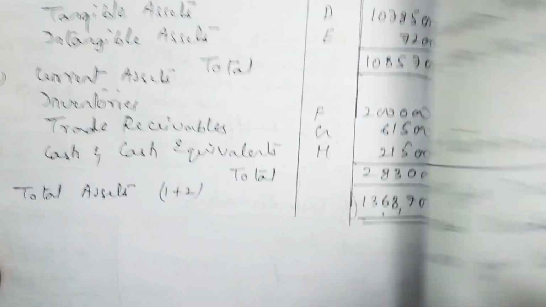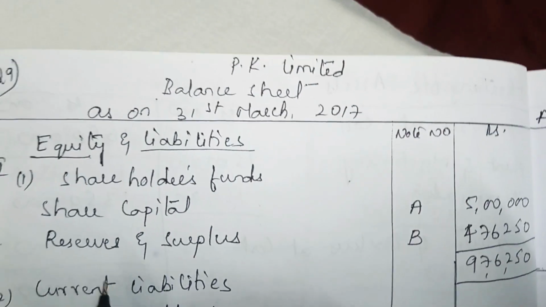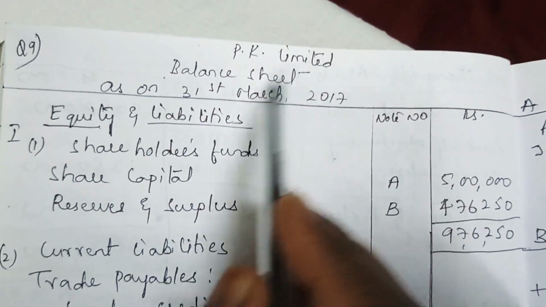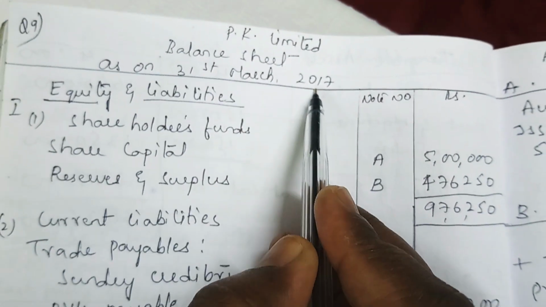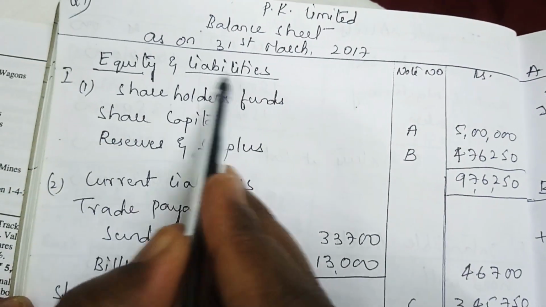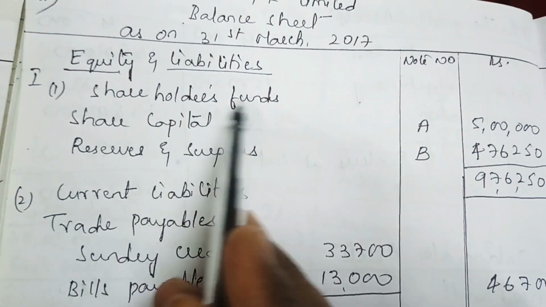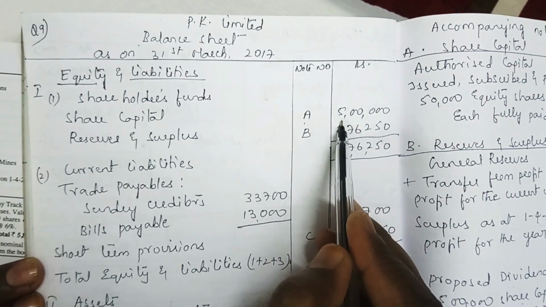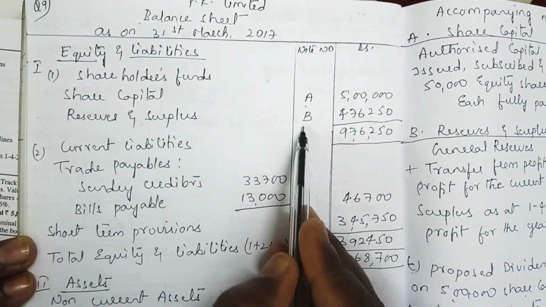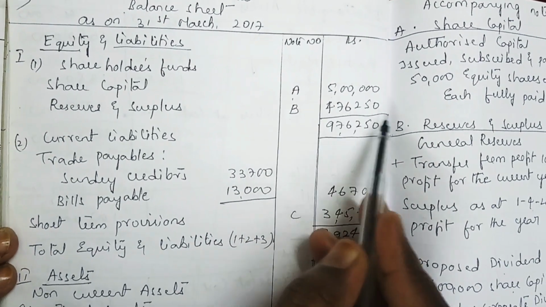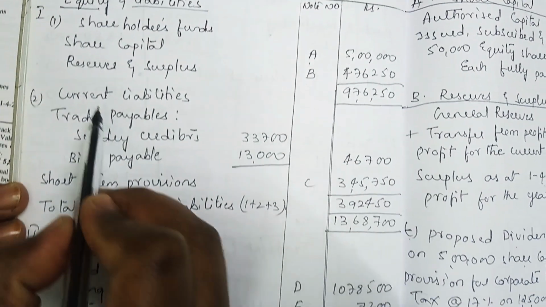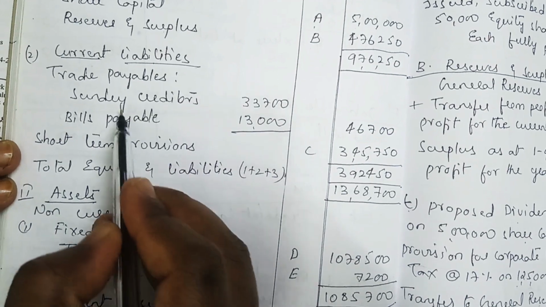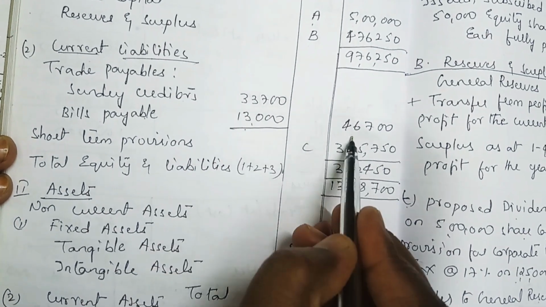Now we are going to come to the mains. So this is a pro forma of the balance sheet. You have to open PK Limited balance sheet as of 31st March 2017. The first head is equity and liabilities. Under shareholders' funds, share capital, under note A, the total amount we got is 5 lakhs. Reserves and surplus, note B, 4,76,250, and the total.